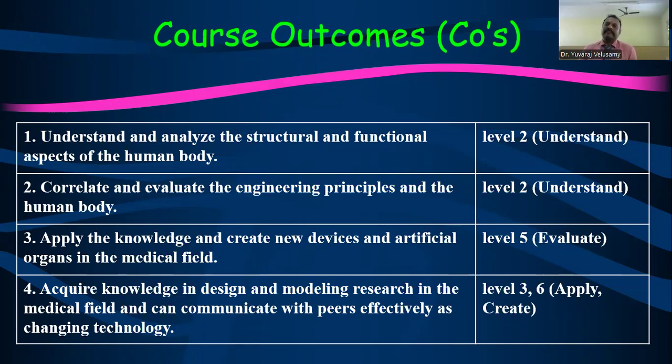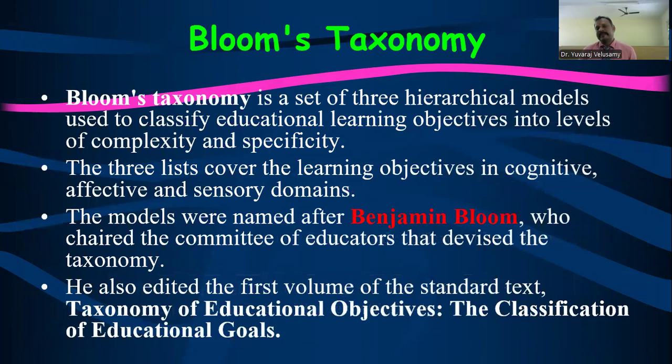Then we'll see the levels of course outcomes. You might have heard about Bloom's taxonomy. The name itself came from Benjamin Bloom. He was thinking about the quality of education, so he made objectives at different levels of complexity and understanding, about specificity and all those things. Then the learning objectives and the cognitive, affective and sensory domains: how people are able to learn in different ways.